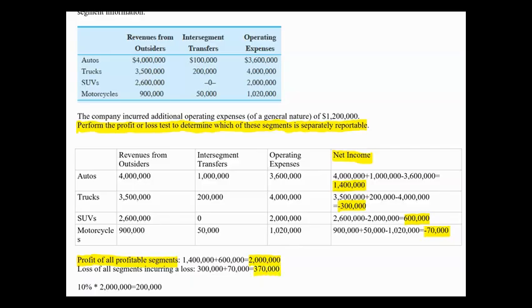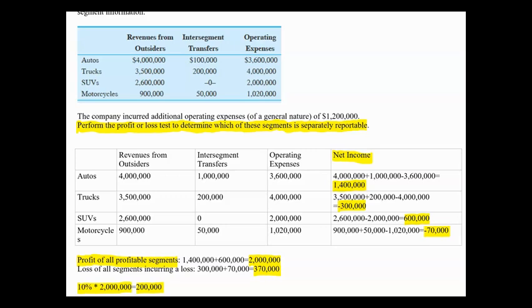So we compare the total loss with the total profit in their absolute terms, which means that we compare 2 million with 370,000. And obviously, we are going to take the larger one. So the 2 million is the larger number. And next, we are going to use 10% of the total profit, or 10% of the profit of all profitable segments, as the threshold. And if each segment that reports a loss or net profit that is larger than 200,000 in absolute terms, then it's reportable. Okay, so let's have a look at their numbers.